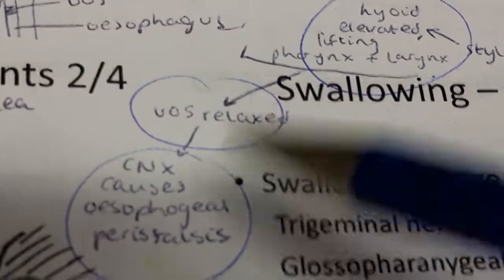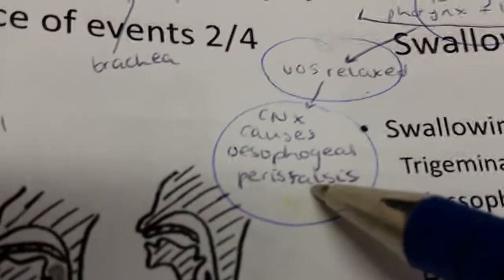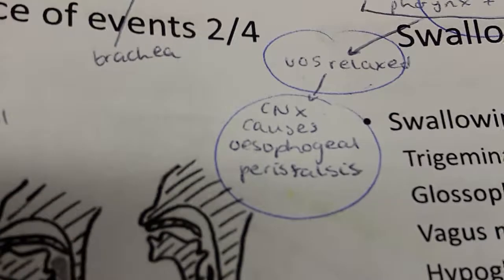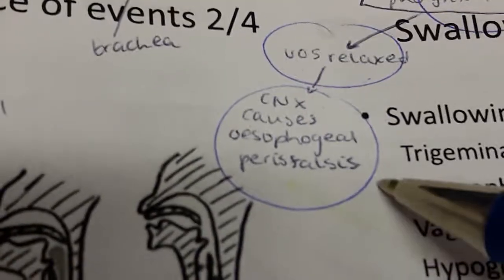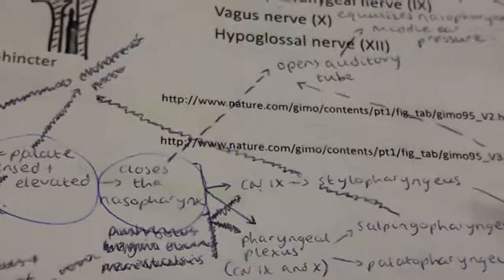After this, the upper esophageal sphincter relaxes, allowing the food to pass into the esophagus. And then the vagus causes esophageal peristalsis, making the food go down through the esophagus to the lower esophageal junction. And that's the swallow reflex.